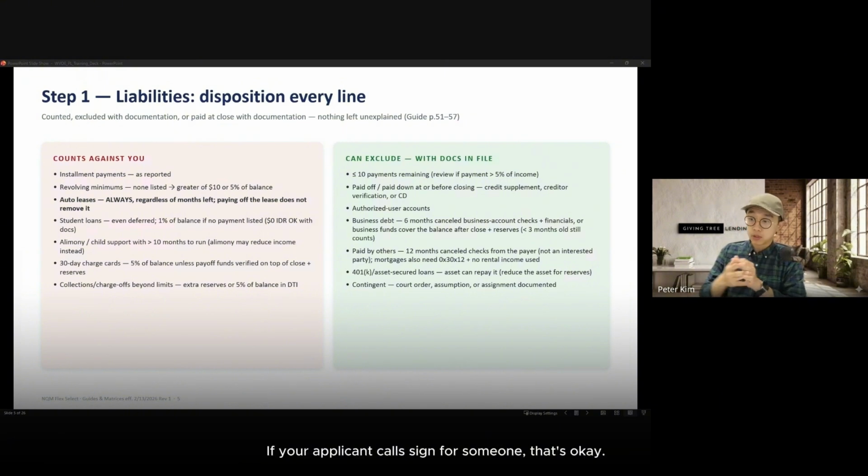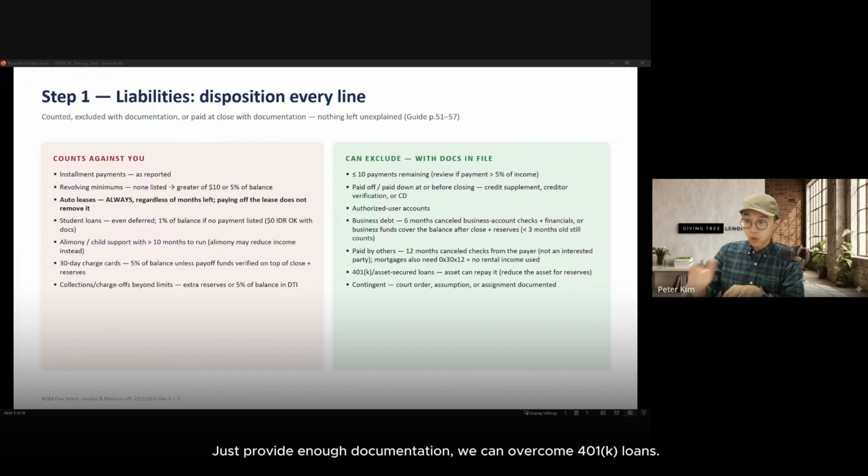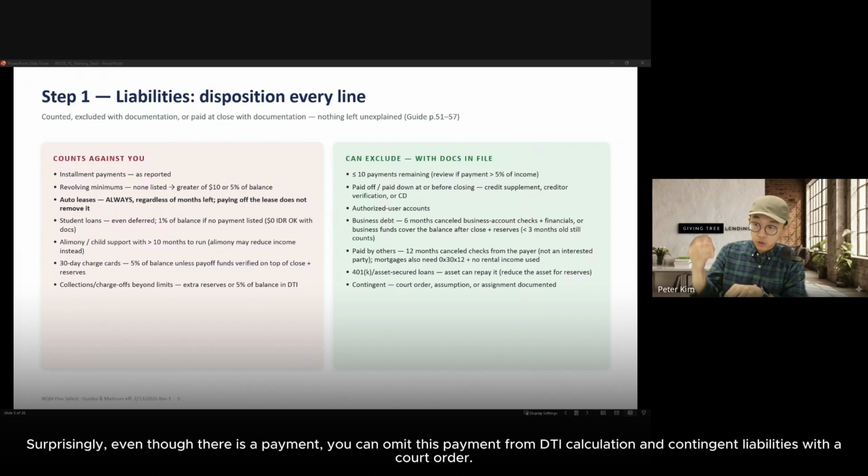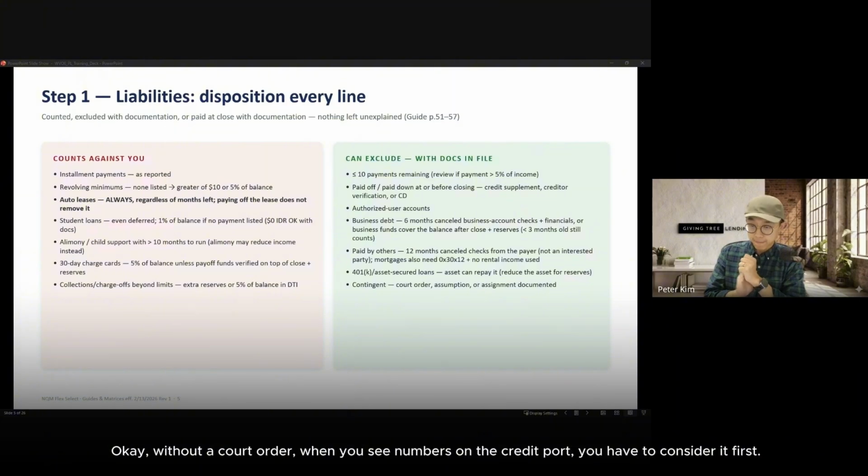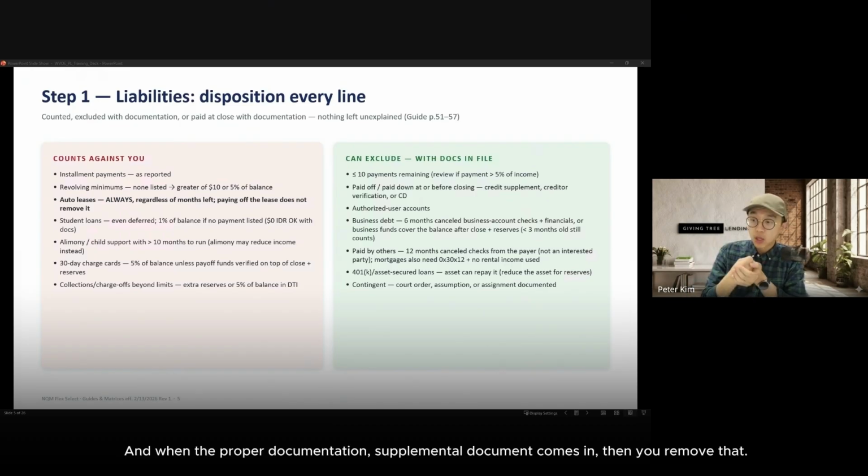If your applicant co-signed for someone, that's okay. Just provide enough documentation, and we can overcome. 401k loans: surprisingly, even though there is a payment, you can omit this payment from the DTI calculation. And contingent liabilities with a court order, okay? Without a court order, when you see numbers on the credit report, you have to consider it first. And when the proper documentation, the supplemental document, comes in, then you remove it.